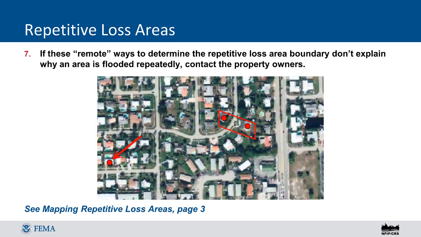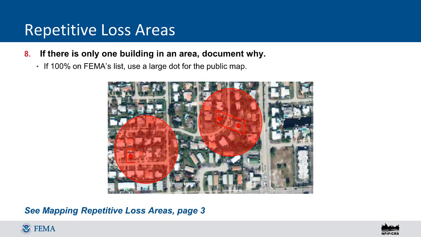There is no substitute for going out into the field to see what you can see, and also contacting property owners to see what they have to say. Sometimes property owners have just acquired the property, and they may not be aware that there were losses, in which case your contact is a good heads-up for them. If there is only one building in an area, then you need to document why and use those large dots.